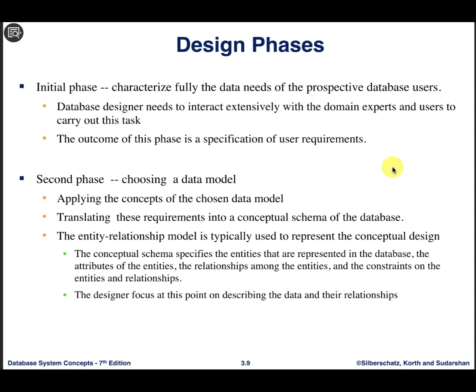Okay, so the outcome of this phase is going to be the specification, the user requirements they're looking for, from the user and the domain expert. Then in the second phase, you choose a data model in order to capture whatever you collect and put it in one abstract view. In this case, we're going to use the entity relationship model, which is the way to represent the conceptual design, the high level description of the database.